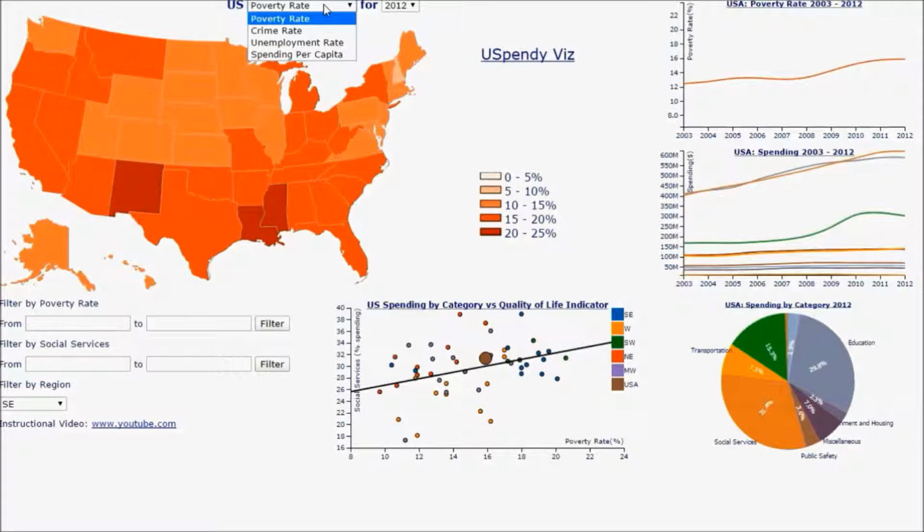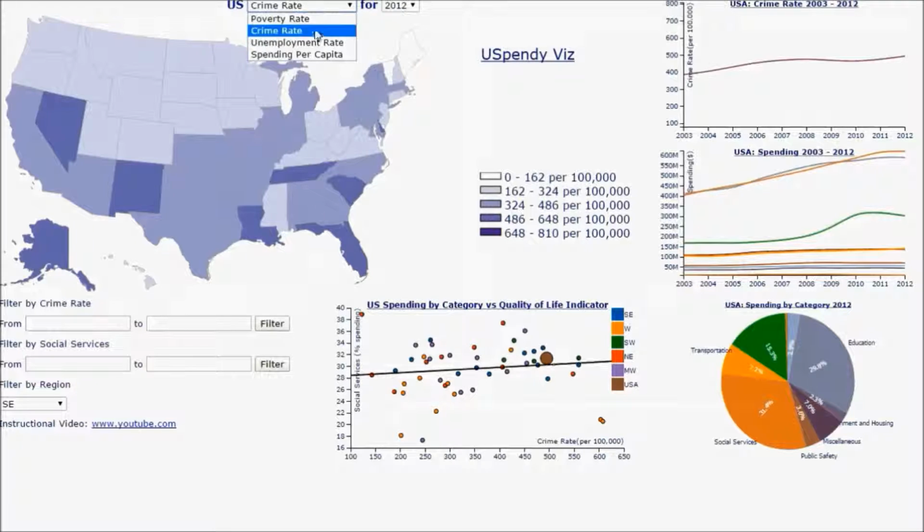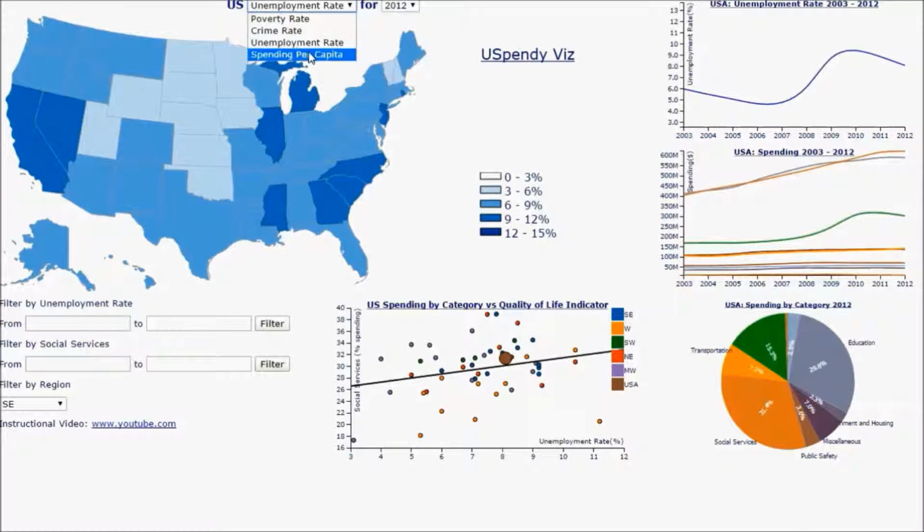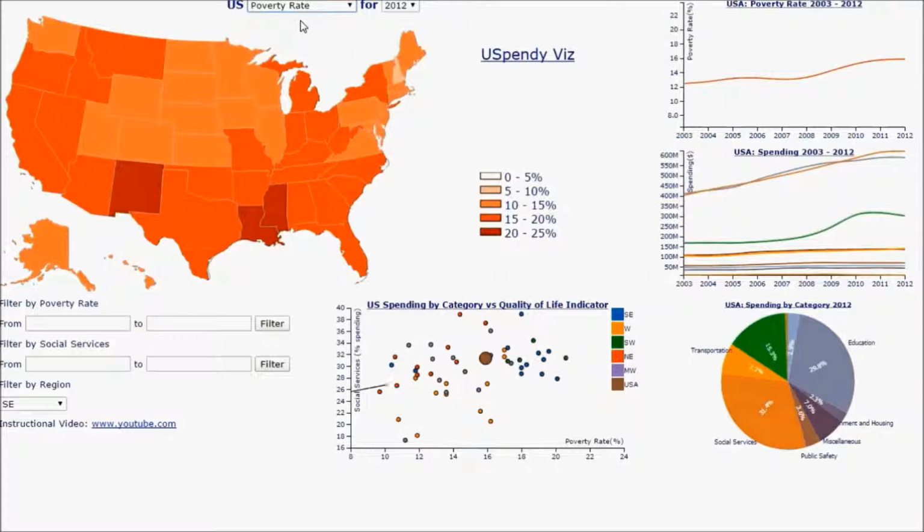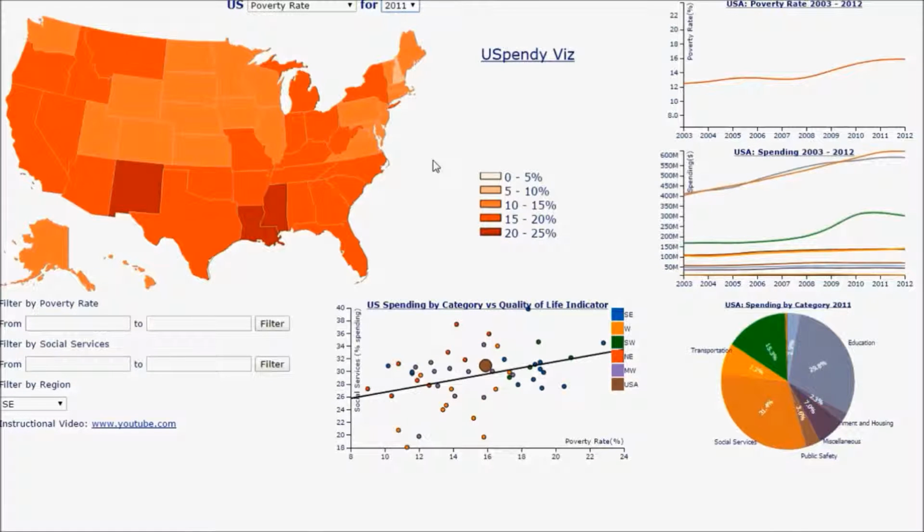At the top here, we have a drop-down that gives us options to change the quality of life indicator being represented by our data map. We can choose from crime rate, unemployment rate, spending per capita, and of course poverty rate. We also have a drop down for the year, for a period of time from 2003 to 2012. When changing the year, we update the values being used in our scatter plot as well as those being used in our pie chart.